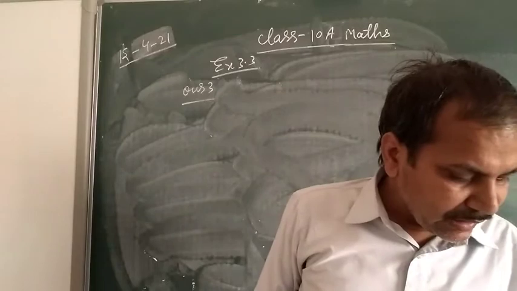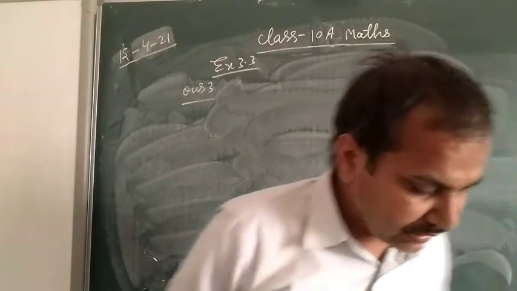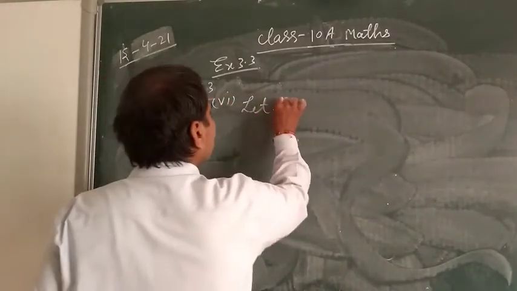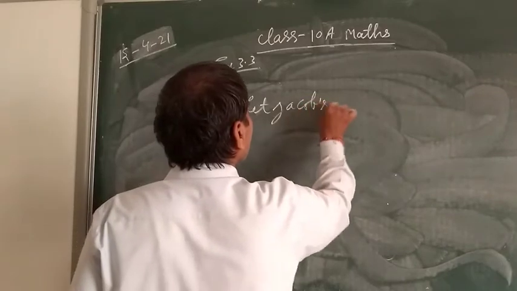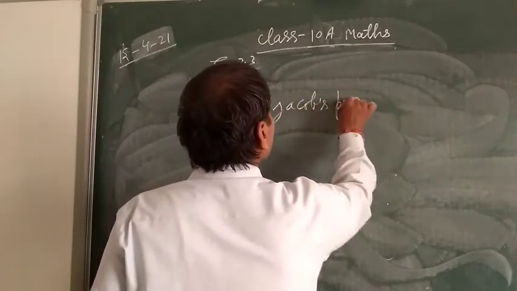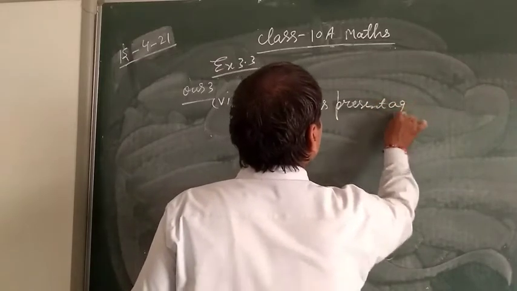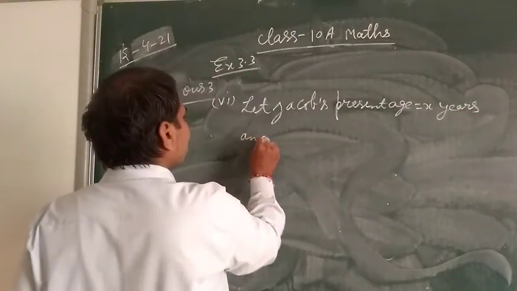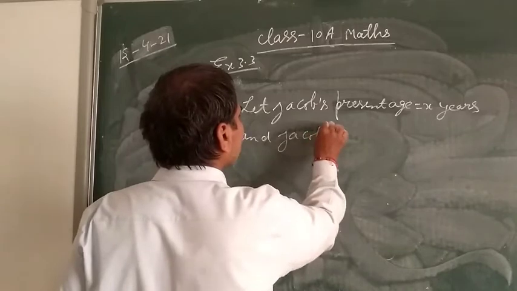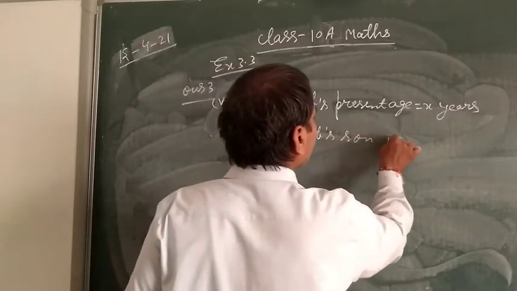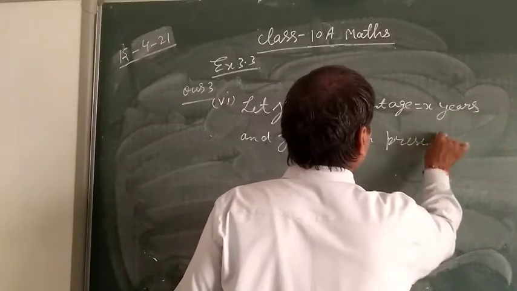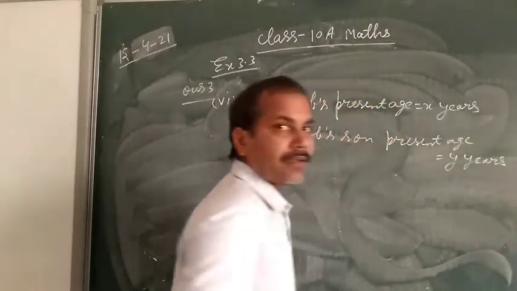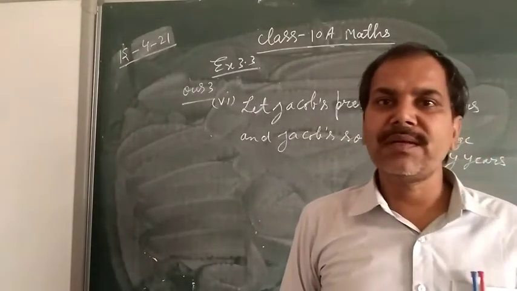Five years hence, the age of Jacob will be 3 times that of his son. So first, suppose, let Jacob's present age be x years and Jacob's son's present age be y. Okay. 5 years hence means 5 years later.